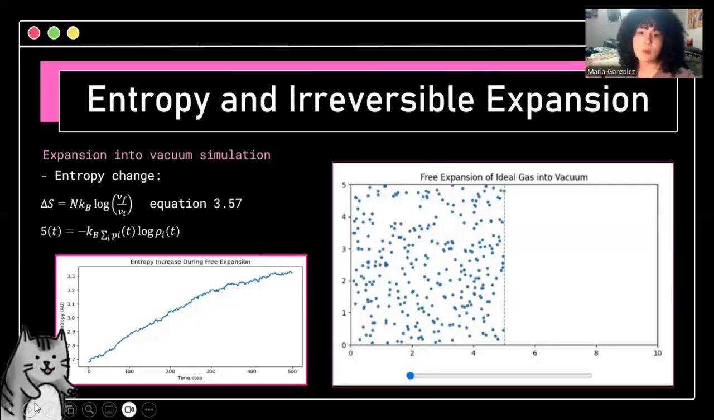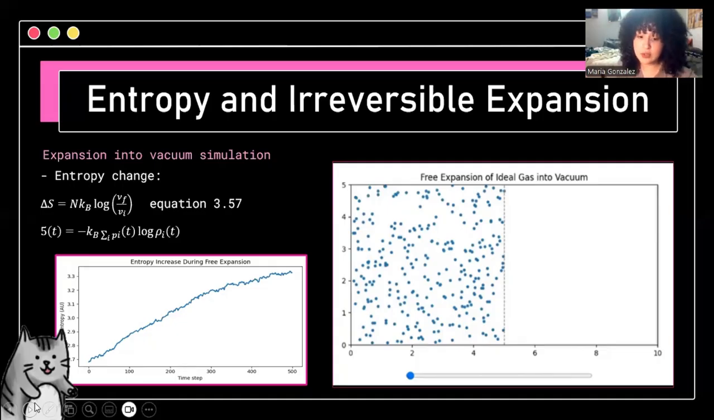Also, to expand even more on this topic and illustrate even more about the ideal gas, I simulated the free expansion of an ideal gas into a vacuum. So we started by placing 300 particles. At the beginning I did 200, like the one I had before, but I thought 300 looked good enough and didn't take too much time running. So that's why I did 300 particles.